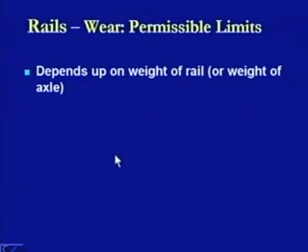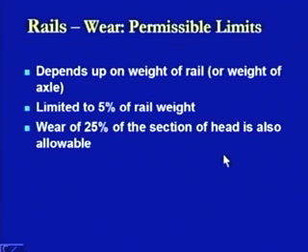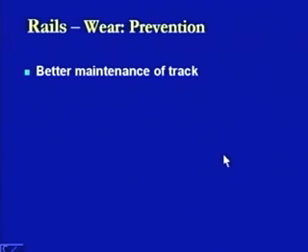Now, coming to the permissible limits of the rail wear, this depends on the weight of the rail or the weight of the axle. In this case, what we found is that it is limited to 5% of the rail weight. This is the permissible limit of the wear, and wear of 25% of the section of the head is also allowable. Then, certain prevention of the wear. We can prevent the wear by better maintenance of the track.